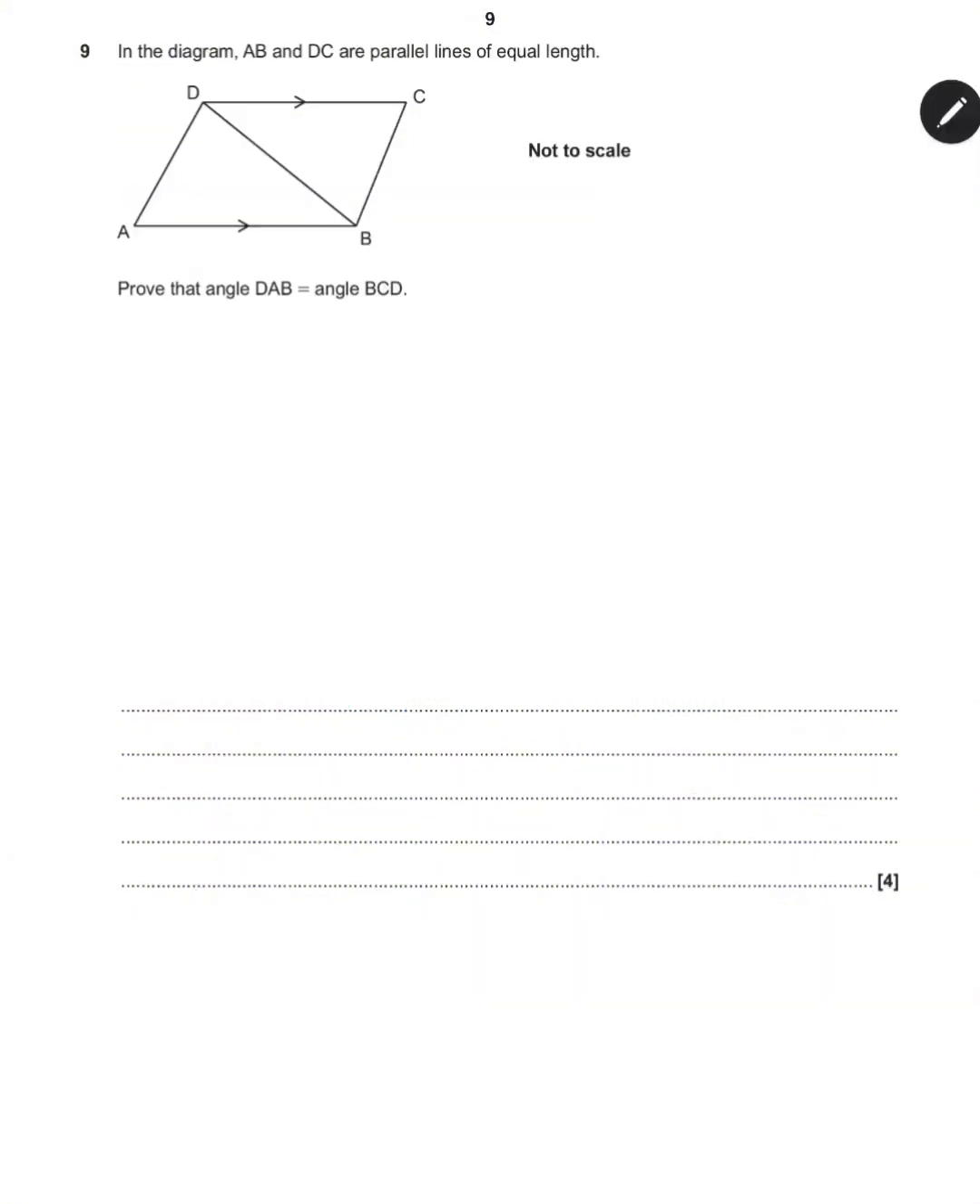Okay, so question 9, we're looking at a parallelogram. This line here is literally telling me that we've got a parallelogram here. And what we're trying to prove is the angle DAB, so from D to A to B, this angle is the same as BCD, from B to C to D. Now these are actually quite easy, and they're so easy that they actually feel hard. Alright, so just bear with me.